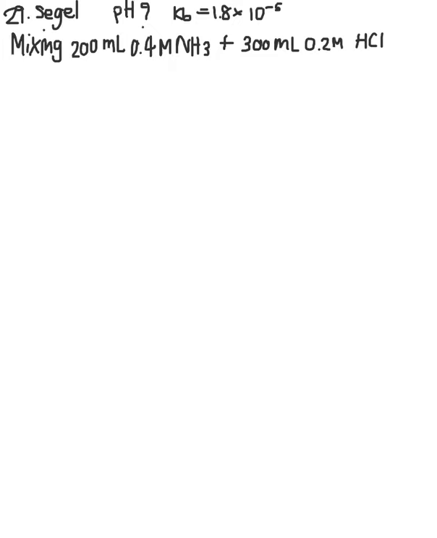So for number 29 from Segel, the question asks you about the pH of the solution when you mix 200 ml of 0.4 molar ammonia with 300 ml of 0.2 molar hydrochloric acid. Again, this question is mixing a weak base and a strong acid together. So in order to calculate the pH at equilibrium, you have to let the reaction start first.